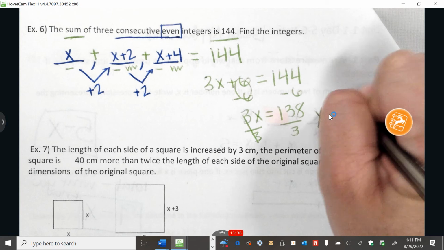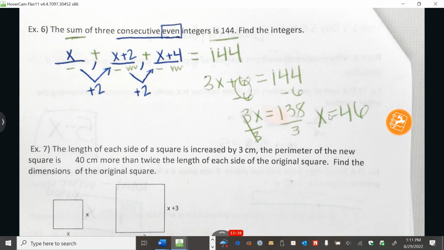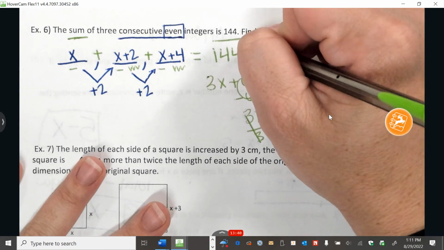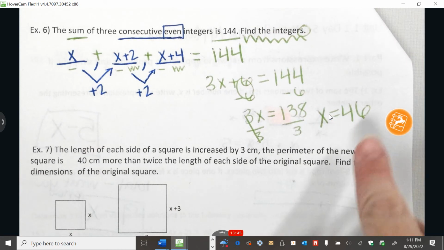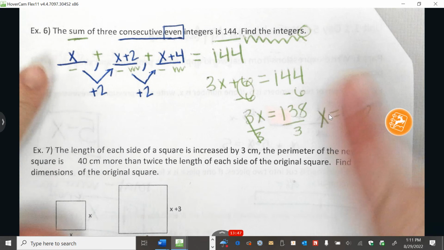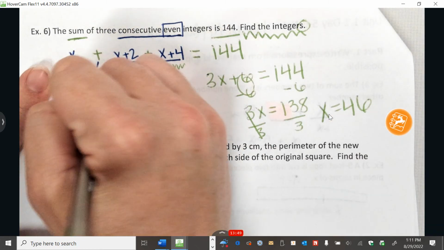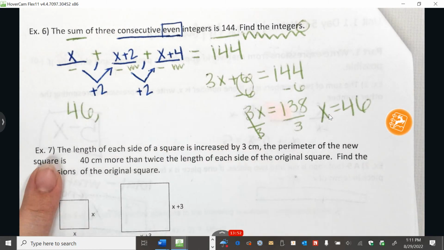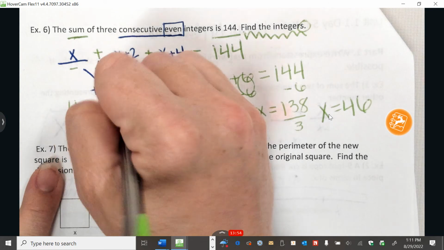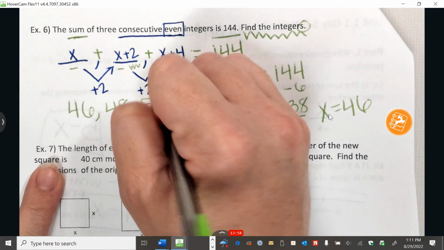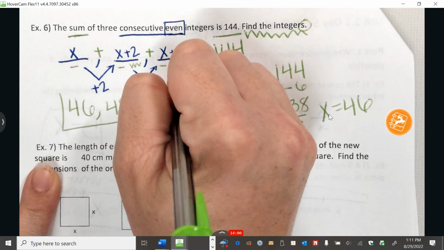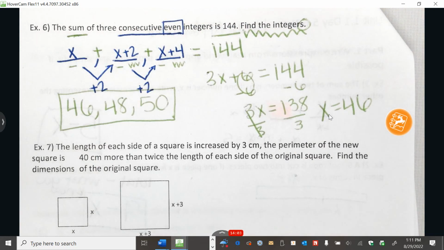Now, am I done? Do I just box the x equals 46 and call it a day? No, because what is it asking for? The integers with an s. That's only one of them. So x equals 46. So my first blank is 46. But what's 46 plus 2? 48. And what's 46 plus 4? 50. Okay. Any questions with that?